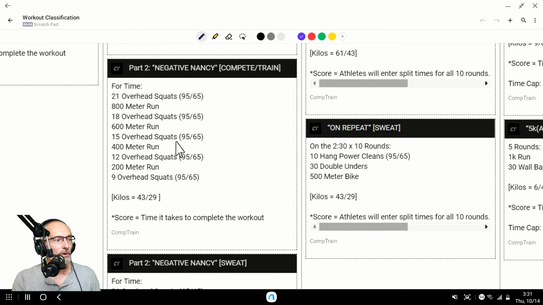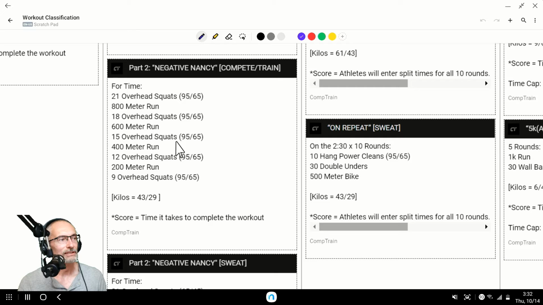Next part looks like it's a play on a benchmark workout called Nancy. It's called Negative Nancy. So, oh my gosh. We have 21 overhead squats, 800 meters run, 18 overhead squats, 600 meter run, 15, 400, 12, and 200. Okay.